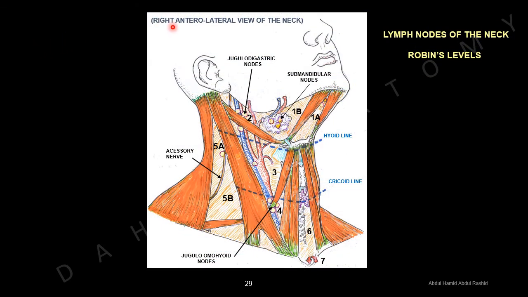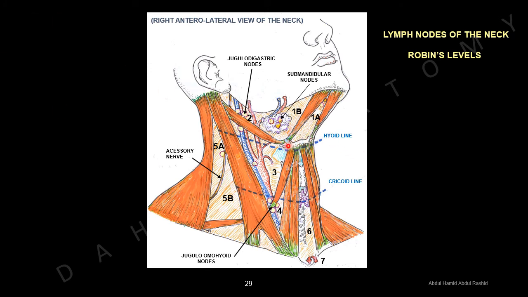This is a right anterolateral view of the neck, showing the lymph nodes of the neck, Robbins levels. This is the hyoid bone. An imaginary line crossing just below the hyoid bone is called the hyoid line. This is the thyroid gland. Deep to the thyroid gland is the cricoid cartilage. Another imaginary transverse line at the level of the cricoid cartilage is called the cricoid line.